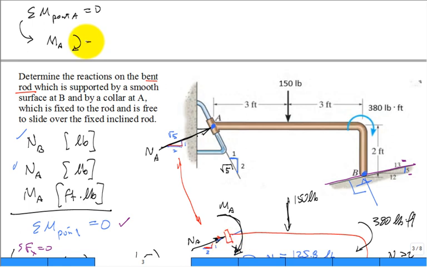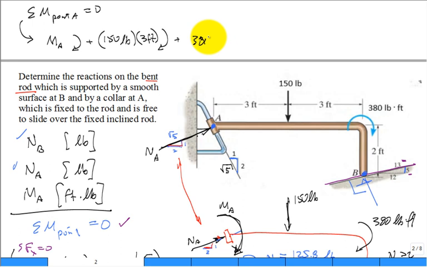Okay. Then we're going to have this 150 pound with a moment arm distance of 3 foot. And which way does it want to rotate around point A? Clockwise. We have the 380 foot-pound. It's sitting out here. It looks like it's applied at this nameless point at the bend. And which way does it make the object want to rotate? Clockwise.